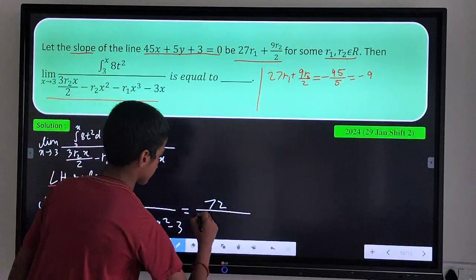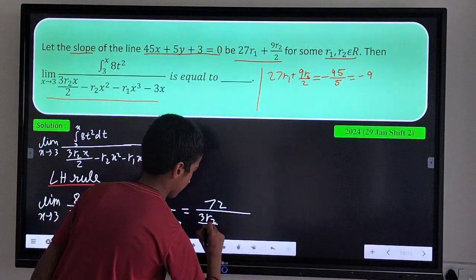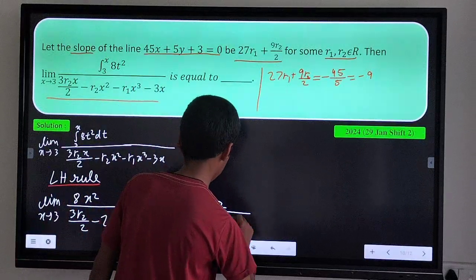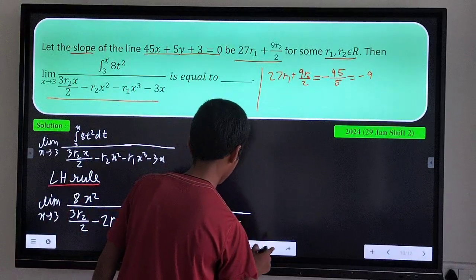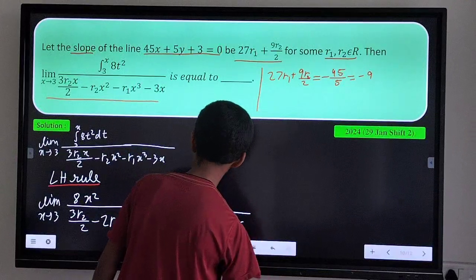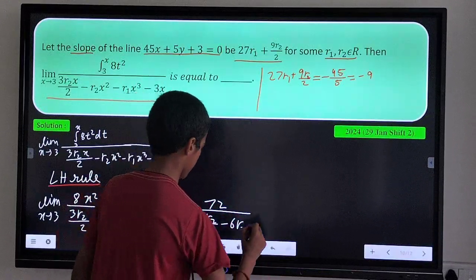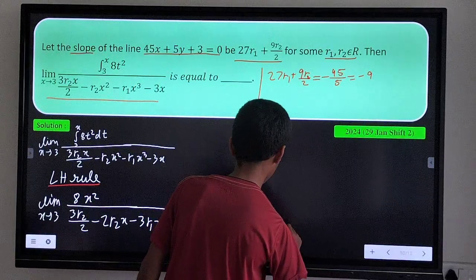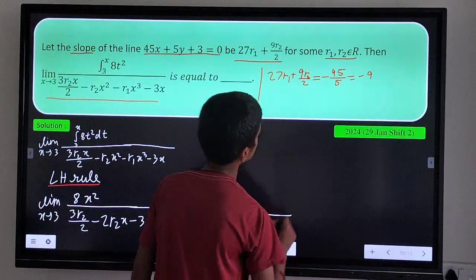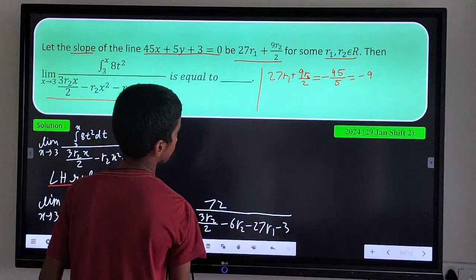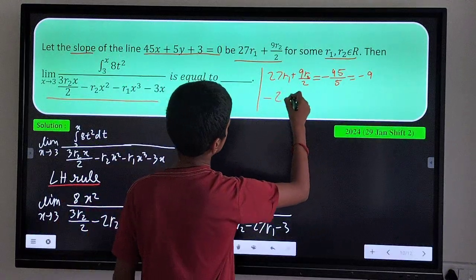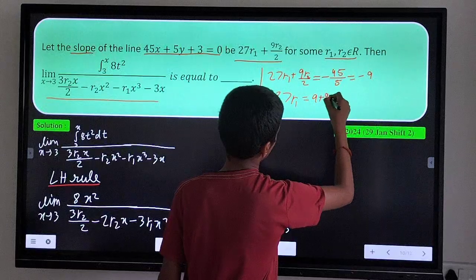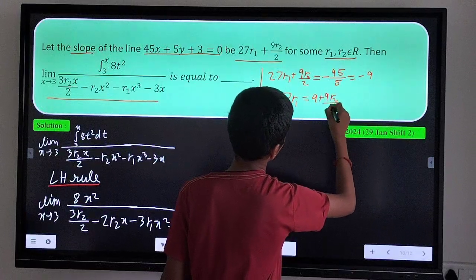upon 3r2 upon 2 minus 6r2 minus 27r1 minus 3. So from this equation we will get our minus 27r1 as 9 plus 9r2 upon 2.